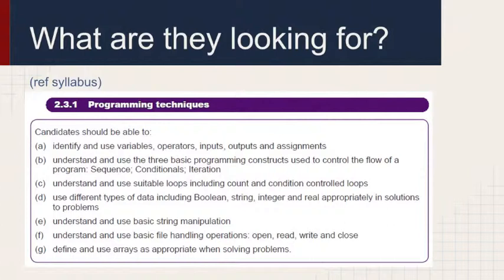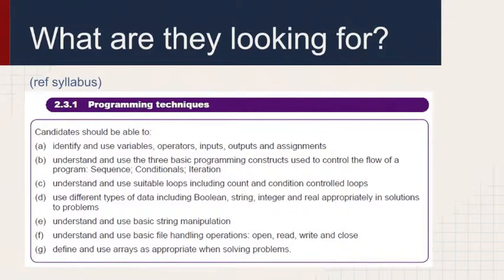Use different types of data, including Boolean, string, integer, and real, or float, appropriate in solutions to programs. Real numbers are float numbers, integers are ints, strings are strings, Booleans are true and false. You've used those before. Okay. Don't worry about trying to get these into your programs. They will happen naturally and organically. If they don't, then they don't.